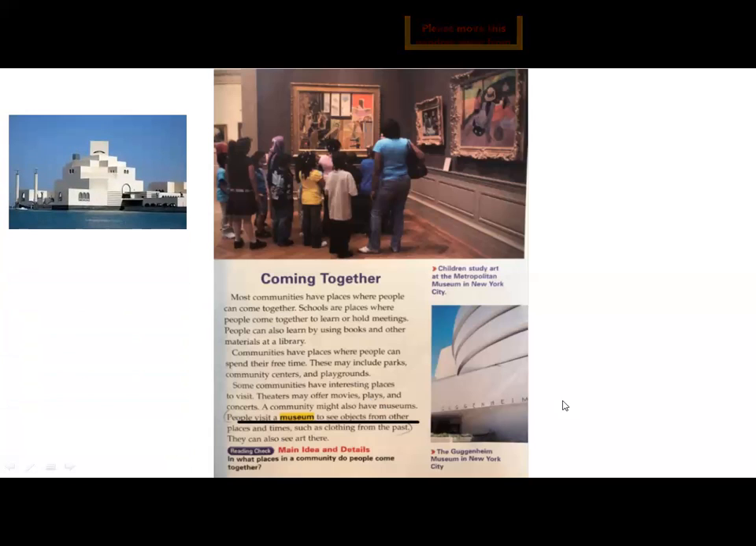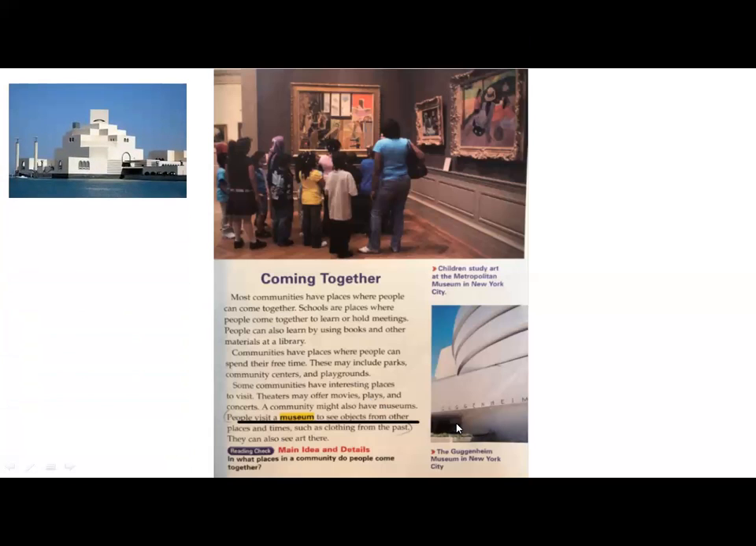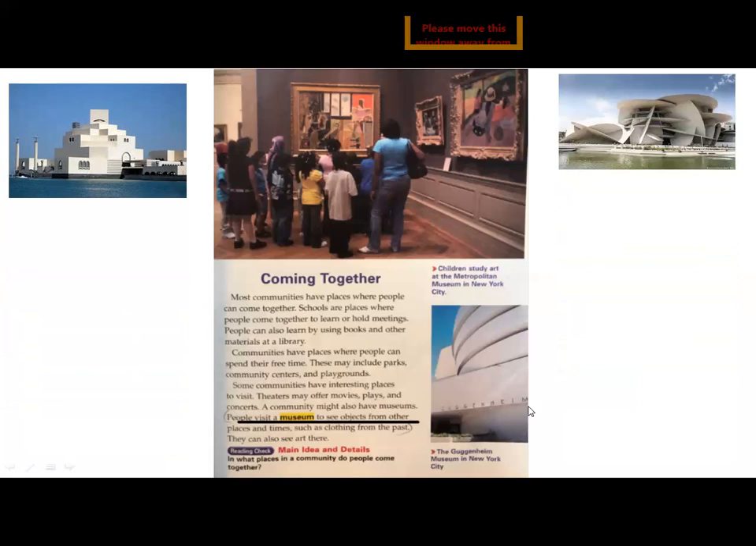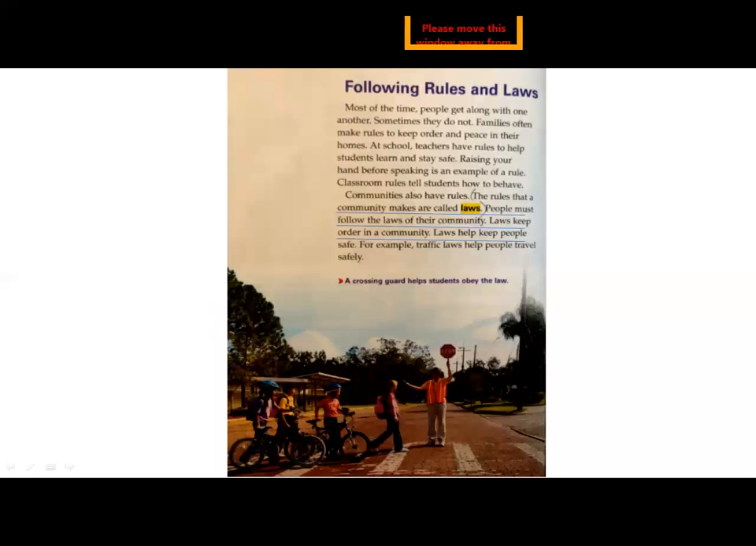Now we know that in Qatar, there are so many lovely museums, and here are a few that I'm sure you're aware of. This one here in your picture is a museum in New York City. All right, now let's look at following rules. Again, pause this video and read this half, and then I'll read this.